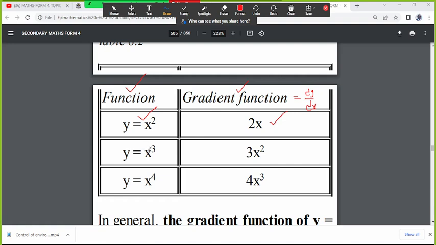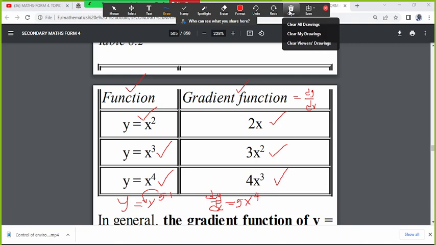When y is equal to x cubed, the gradient function becomes 3x squared. This is what we did yesterday. And then we made an assumption that if y is equal to x to the power 5, then dy/dx, the derivative of this, will be equal to 5 times 1, the coefficient of x, we get 5, and then we have x, we reduce the power by 1, so to the power of 4. That is the general statement we made yesterday.